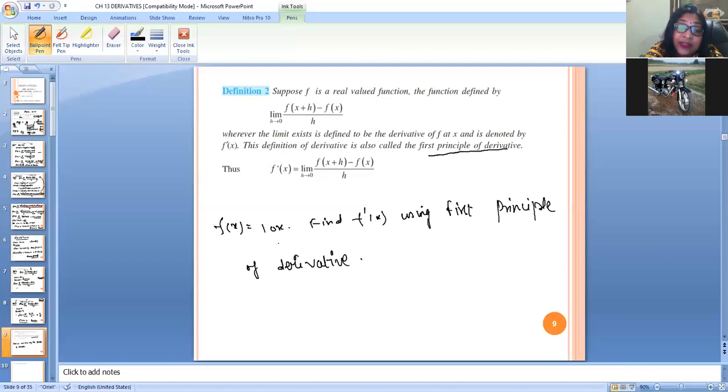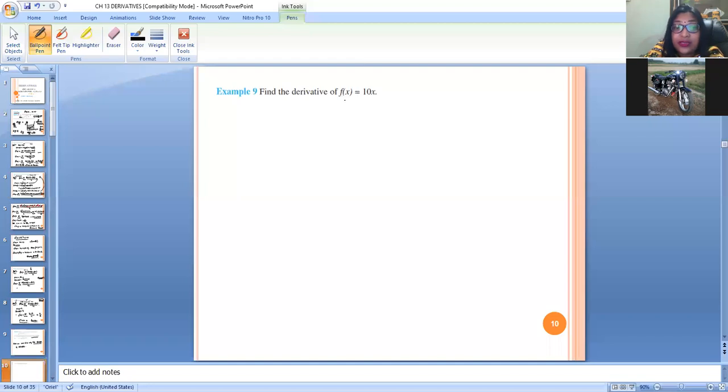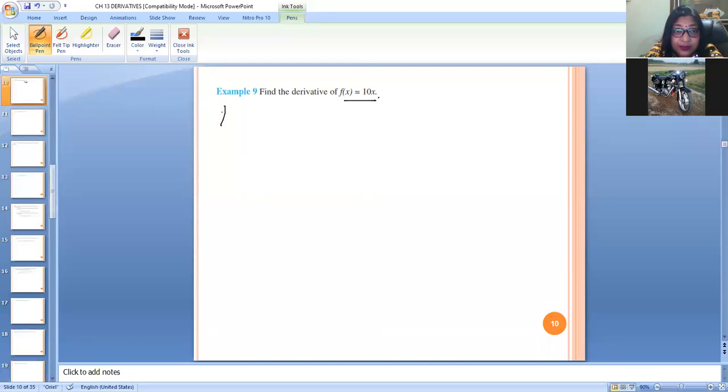Then you need not worry that there is some other method. This is the same method, the only name is different. Sometimes it is written using first principle of derivative. We will apply the same formula. f dash x is equal to limit h tending to 0, f of x plus h minus f of x upon h. So we will have the same questions related to this concept.